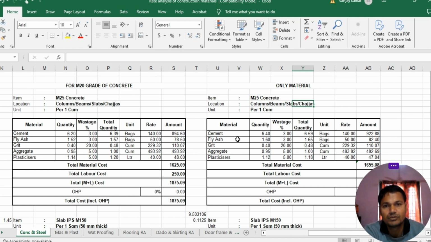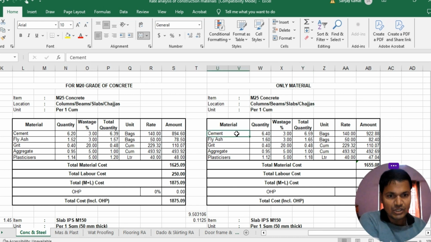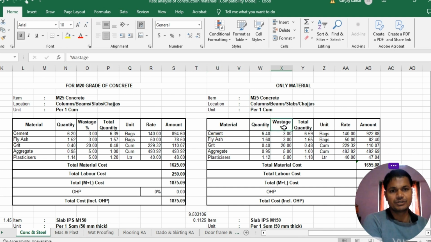Here, what to do for cement? This time we will take how much? We are doing this for the material. Similarly, the quantity will be 6. And the wastage percentage we will take as 3% only. And the total quantity we will take is 6.59, and this unit will be bags only.